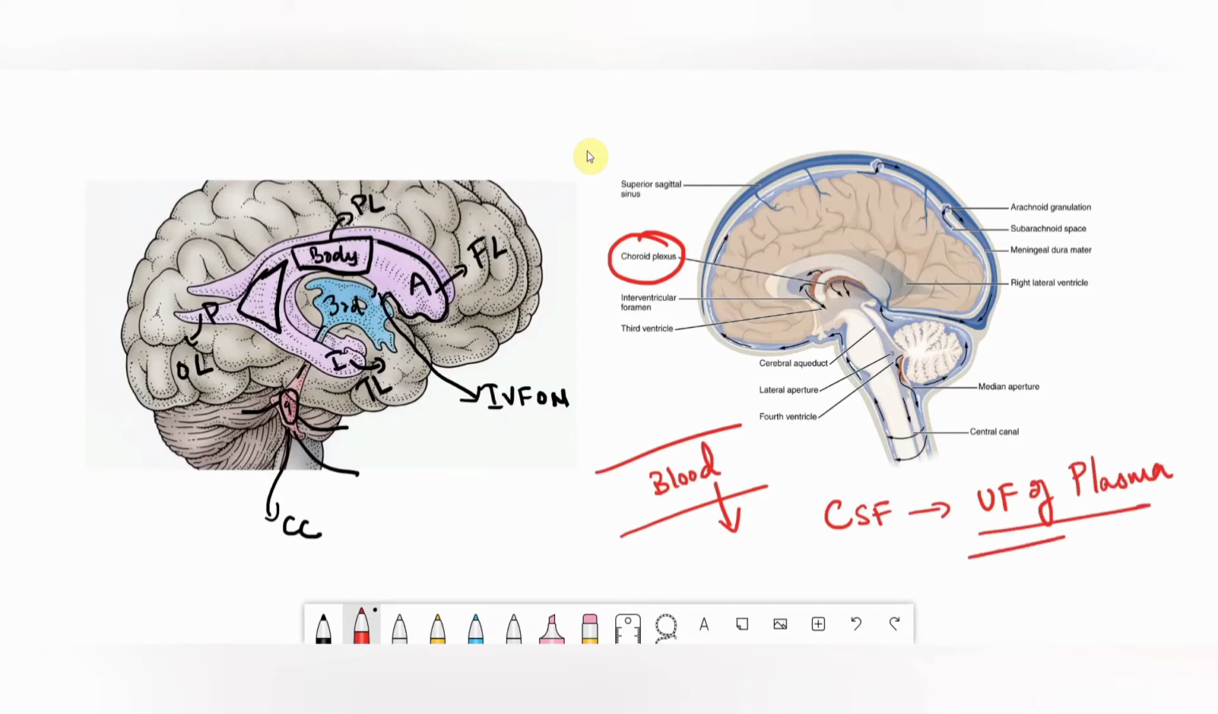Now, there are no cells seen in the CSF. If by chance you see white blood cells in the CSF, that could be an indication of infection.